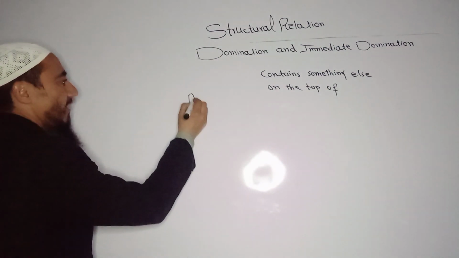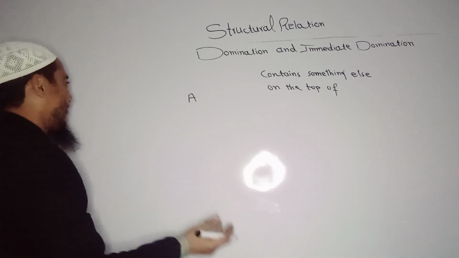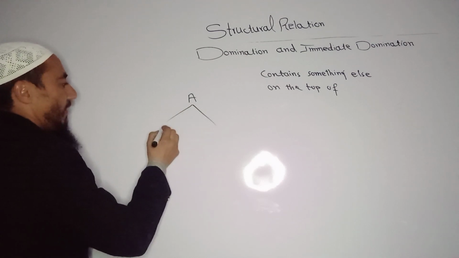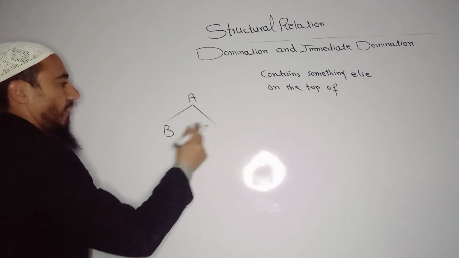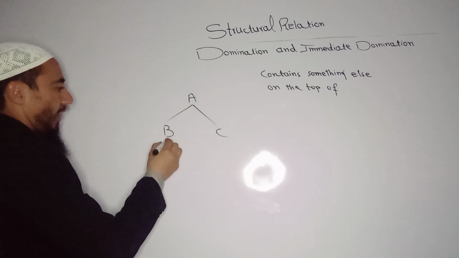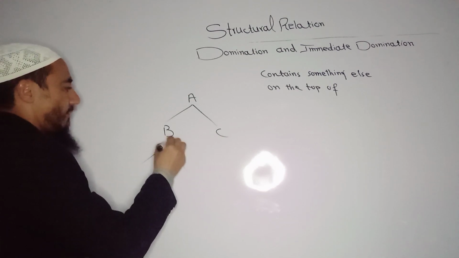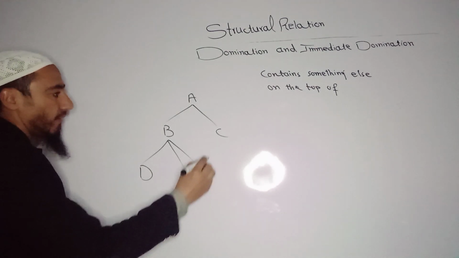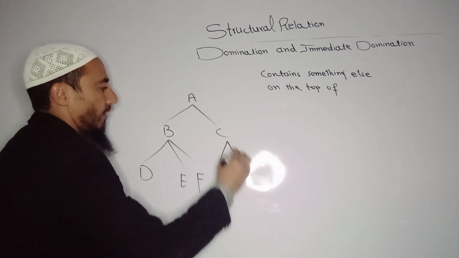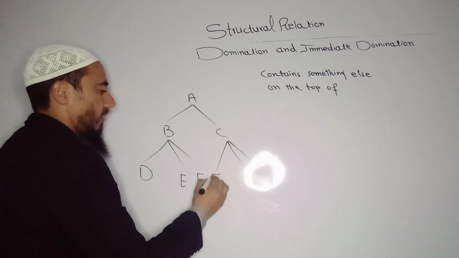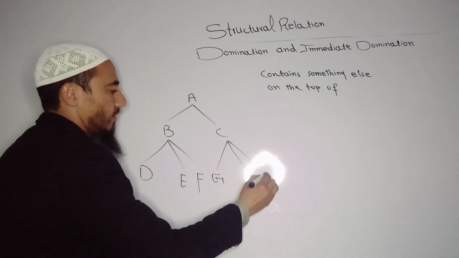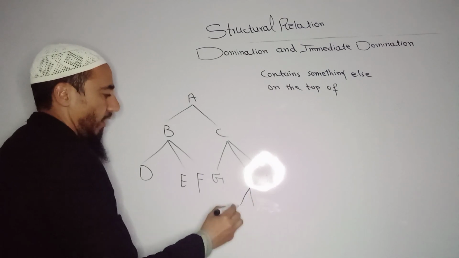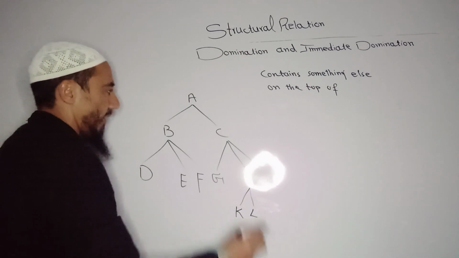Like in structural relation, in a syntax or a sentence, we have A, which means sentence, and then we have B, and that is C. In B, we have D, E, and F. In C, we have G, H, and I. In H, we have K and L.